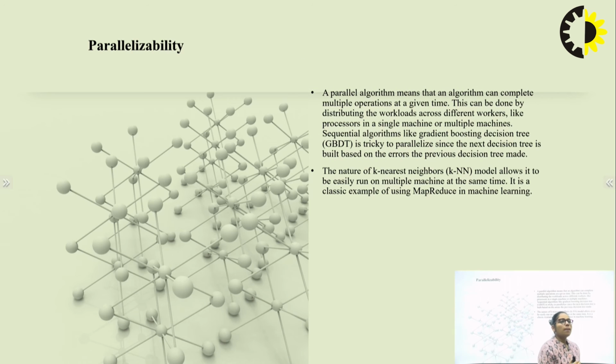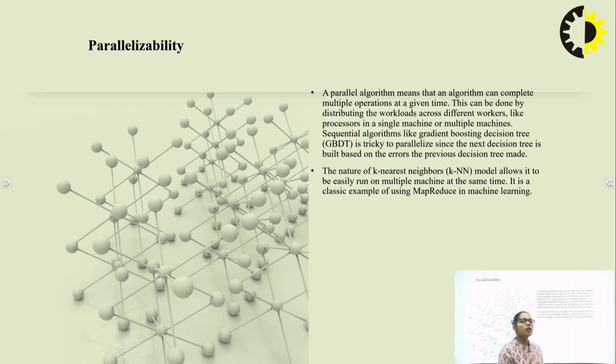The next part is parallelizability. A parallel algorithm means that an algorithm can complete multiple operations at a given time. This can be done by distributing the workload across different workers, like processors in a single machine or multiple machines. Sequential algorithms like gradient boosting decision trees are tricky to parallelize since the next decision tree is built based on the error the previous decision tree made. The nature of the k nearest neighbor model allows it to be easily run on multiple machines at the same time.